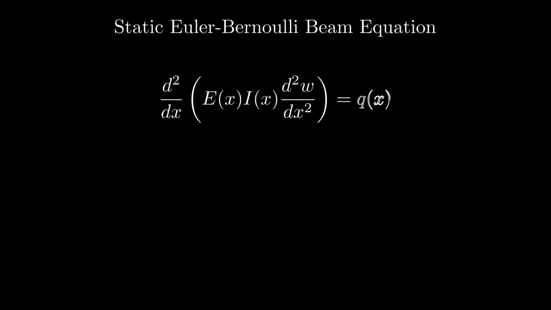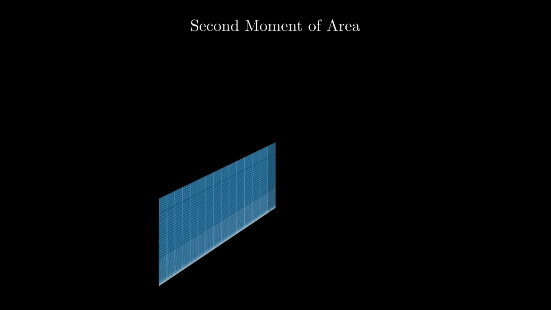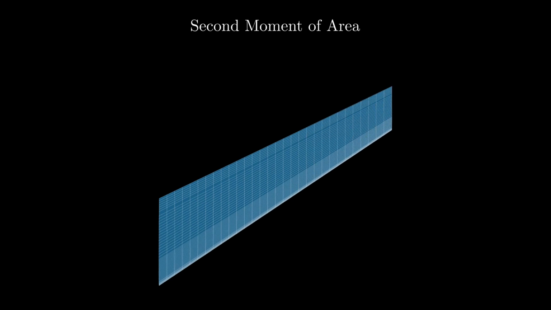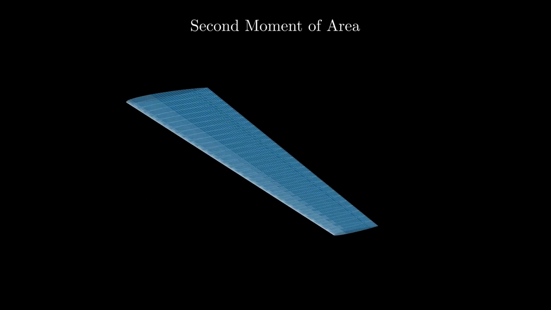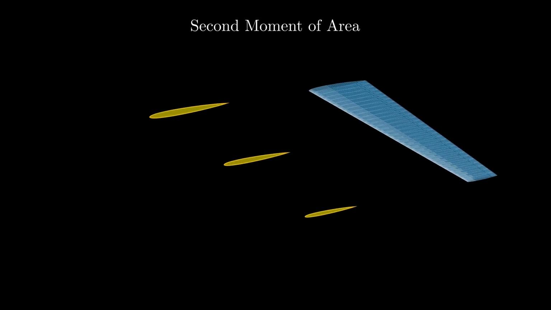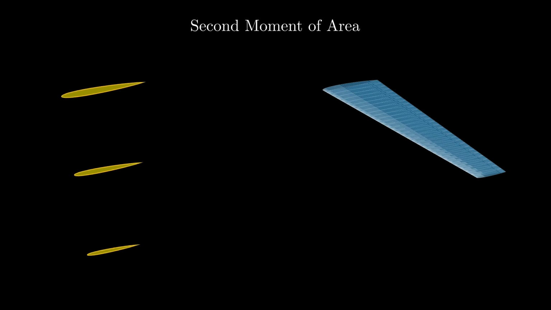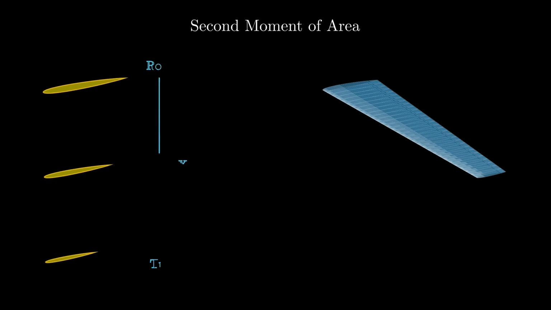Now that we've established the basic variables, let's take a look at the other constants in the equation. We will start with the second moment of area, referred to here as I, which is a function of x. First, we need to address why the second moment of area might vary with x. Let's take a wing as an example. We can take the airfoil cross-section along the wingspan, and when we compare them, we see that they are each different sizes. The sizes in this example decrease towards the wingtip like they might in an actual aircraft.